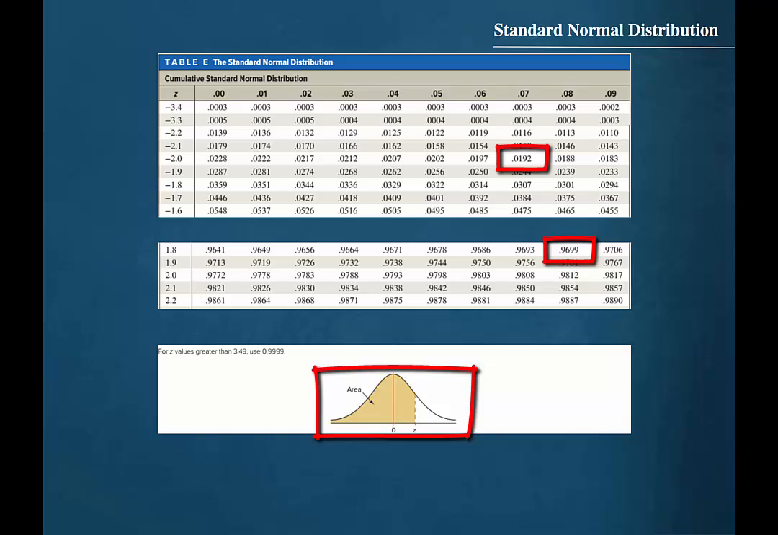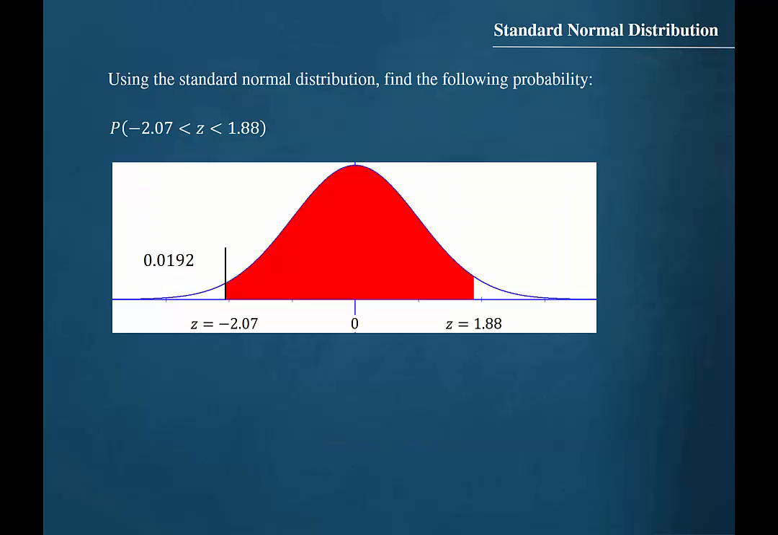the body of the table correspond to the area under the curve that extends from the left tail up to the z-score. So the value 0.0192 would correspond to the area under the curve that extends from the left tail to the z-score -2.07. The value 0.9699 would correspond to the area under the curve that extends from the left tail to the z-score 1.88.